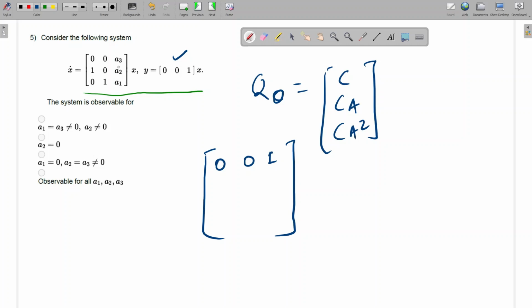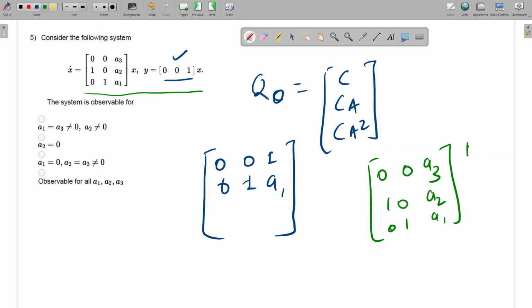CA: the first element will be this row into this column, so that will be 0. Again this into this, so that will be 1. And this into this, so that will be A1. First we'll do the A square. What is A square? That is 0, 0, A3; 1, 0, A2; 0, 1, A1. The same matrix I am going to write: 0, 0, A3, 1, 0, A2 and 0, 1, A1.